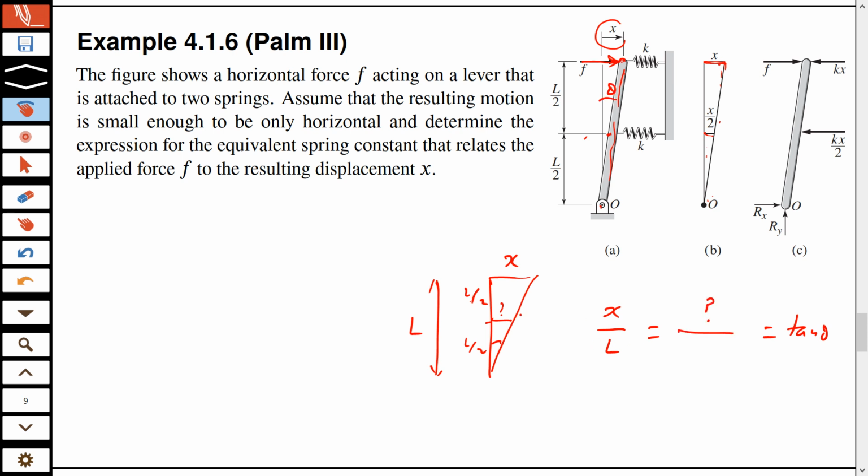So that question mark, the middle deflection, divided by L by 2 should also be tangent theta. So which means that this question mark must be half of x. So अगर ये x है, so this must be half of x.